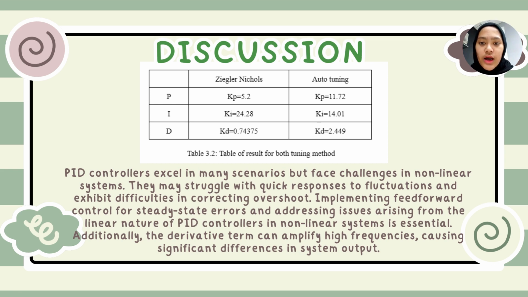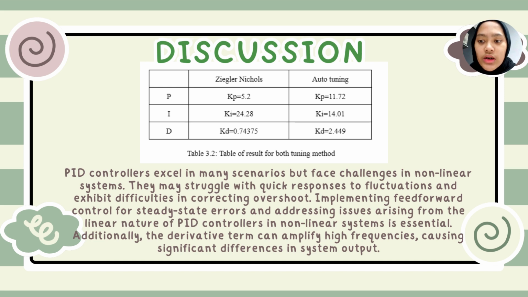From table 3.2, the higher value is auto-tuning in response to the error signal. It suggests that the control system will behave more aggressively, which could lead to faster but potentially less stable control. Next, the integral gain Ki is determining the ability of the controller for eliminating steady-state error. In this case, the auto-tune value got the lower value, which is 40.01, while Ziegler-Nichols got 24.28.